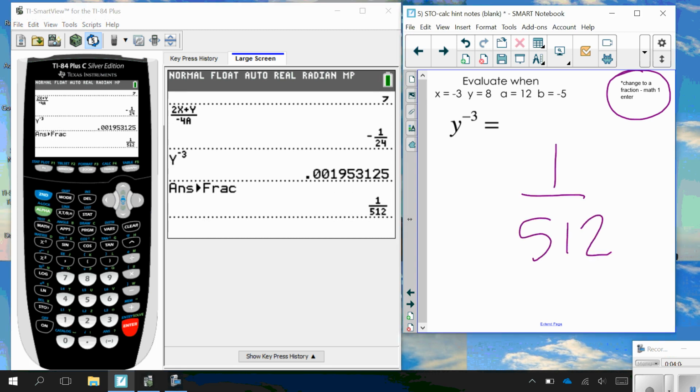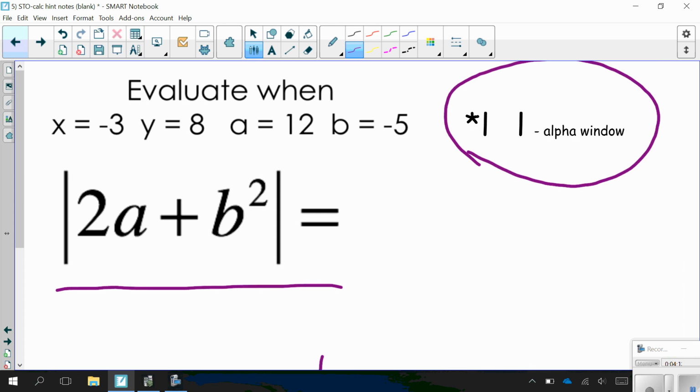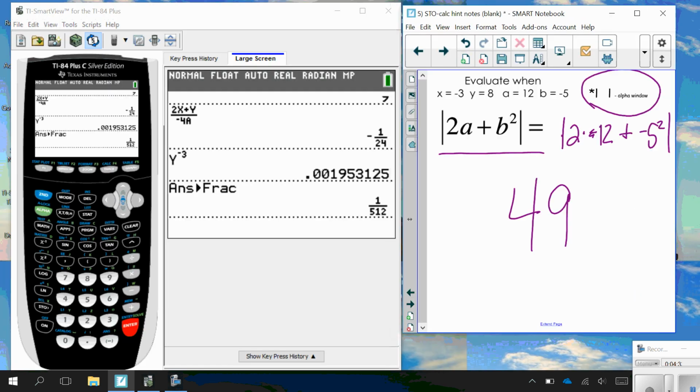Now, a lot of times students like to, I'm going to go back a few slides here, and students say, I don't want to do that. I just want to type into my calculator 2 times a, which is 12, plus -5² and get my answer. If you do that, let's see what happens. The correct answer is 49.